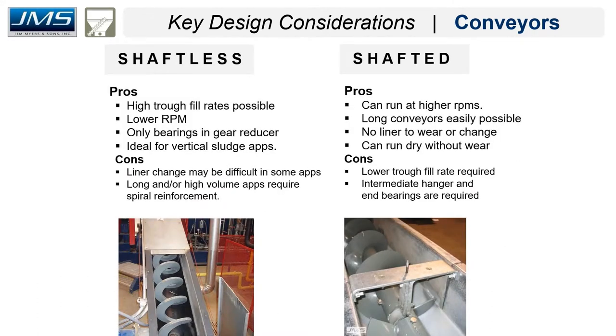Let's take a quick look at shafted versus shaftless. The shaftless spiral is supported by UHMWPE liners on the trough bottom. The liners are the wear item. No central shaft allows for higher filling rates and slower RPMs, which limit the liner wear. Shafted flights are suspended above the trough by end and hanger bearings. The bearings are the wear item. A central shaft limits the fill rate, but a shafted conveyor may run at higher RPMs.